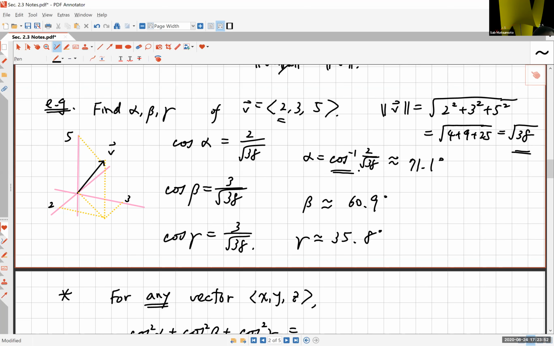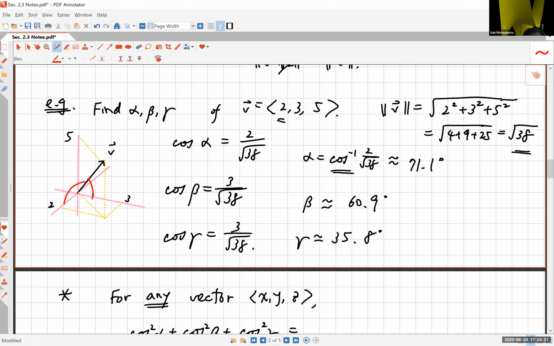By the way, this is a picture of the vector (2, 3, 5). And alpha turns out to be this angle here. It's hard to see from this picture, but that angle is 71.1 degrees, or the inverse cosine of 2 divided by the square root of 38. The cosine of beta, which is this angle here, turns out to be 3 over the square root of 38. And therefore, the angle happens to be about 60.9 degrees.